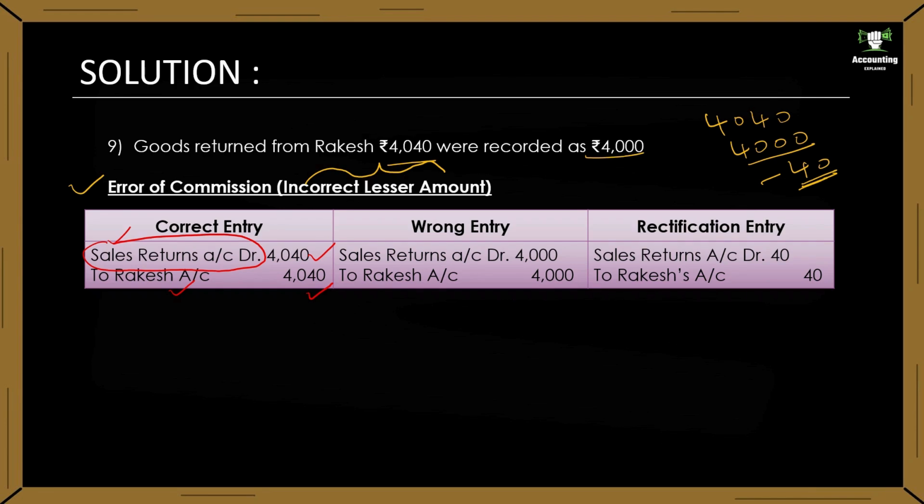You have passed the wrong entry as sales return account debit 4000 to Rakesh account 4000. The same entry you have passed with a wrong amount. Here the amount is lesser. You should have 4040. That is a difference of 40 rupees lesser. How will you rectify it? You will pass the same entry with the difference amount of 40. So the entry will be sales return account debit 40 to Rakesh account 40. That will be the rectification entry.